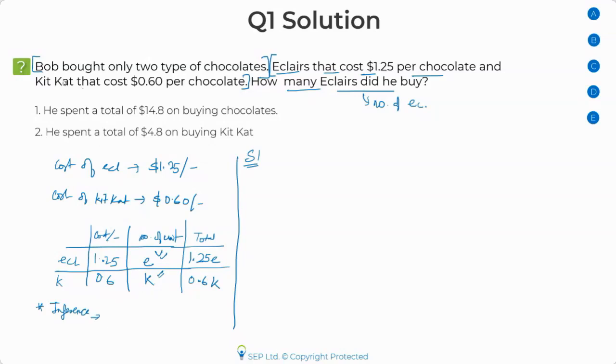Since it's clearly saying that Bob bought only two types of chocolates, that means he must have bought both types of chocolates. So I'm going to write that they are going to be, my pen is acting up today. I don't know why. Just one sec.